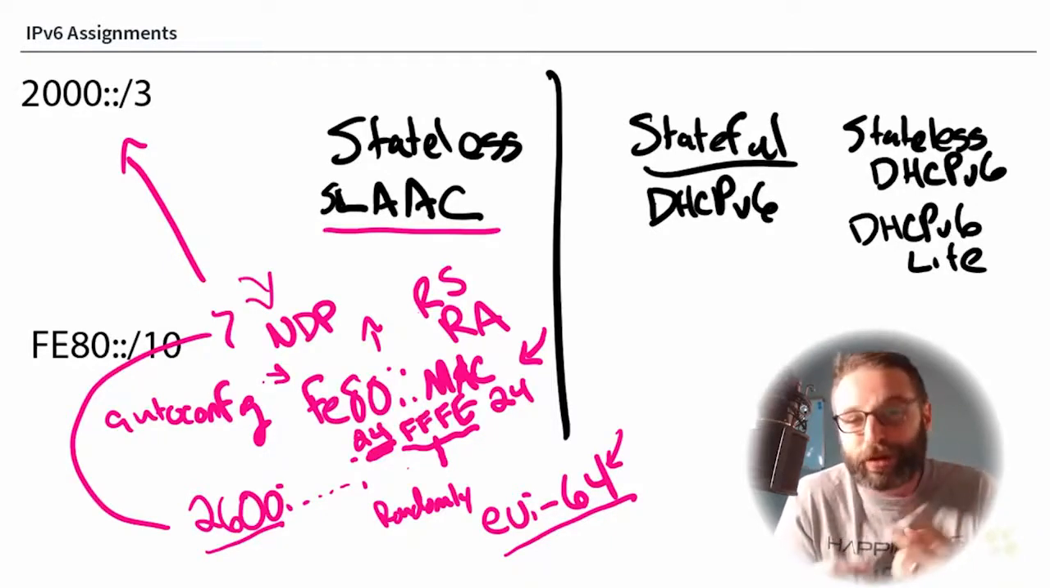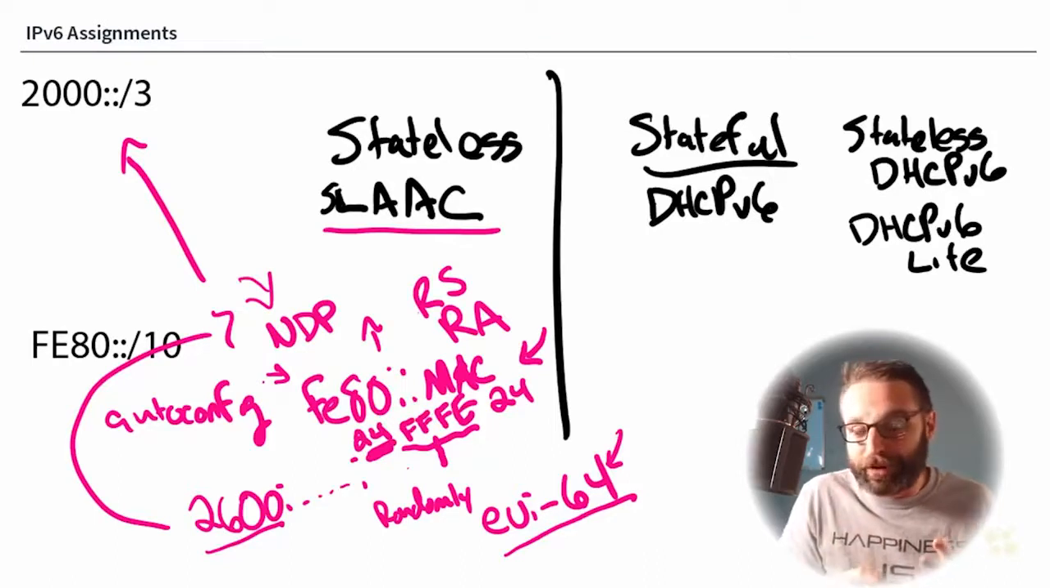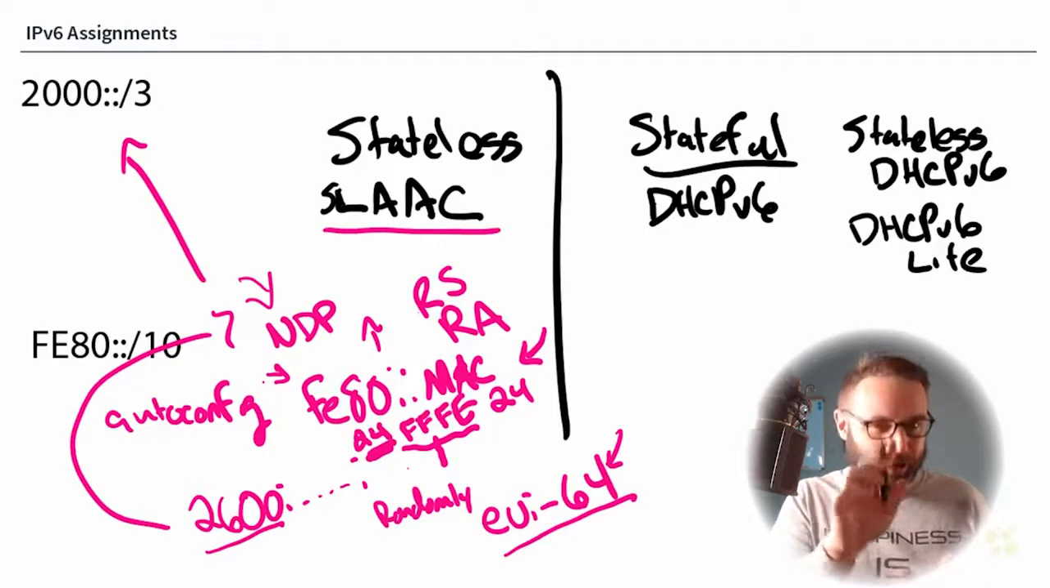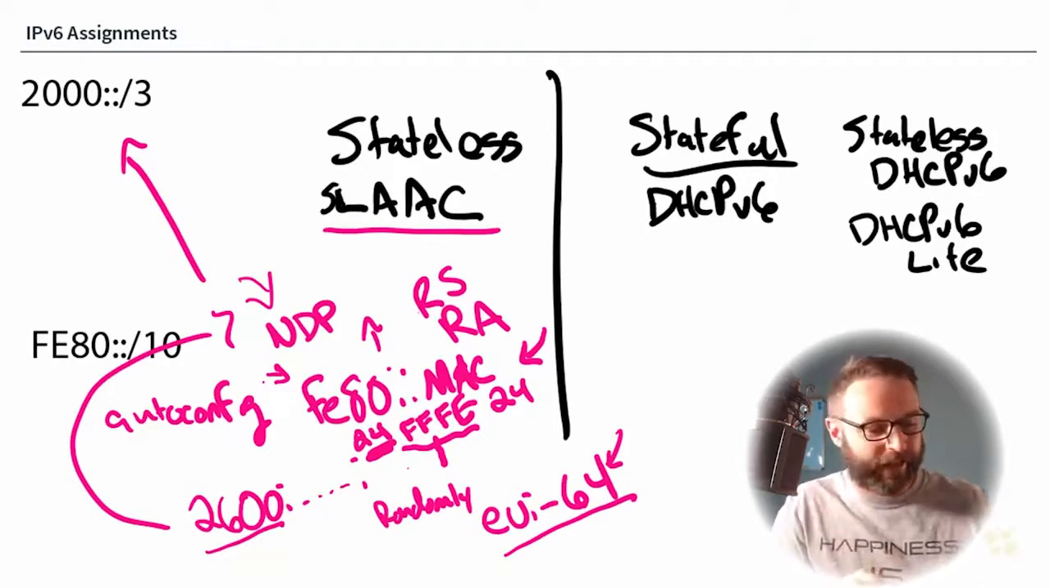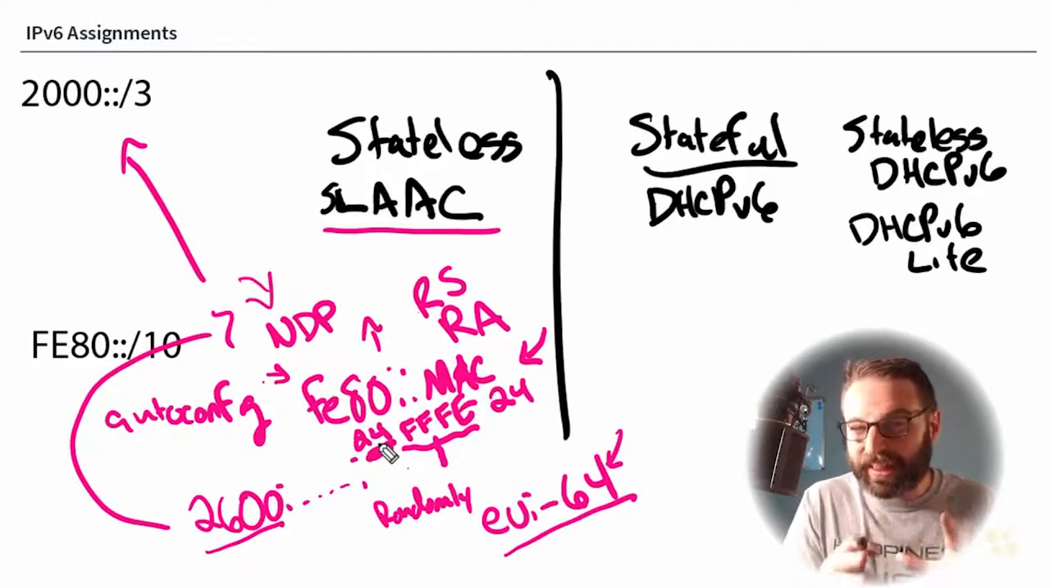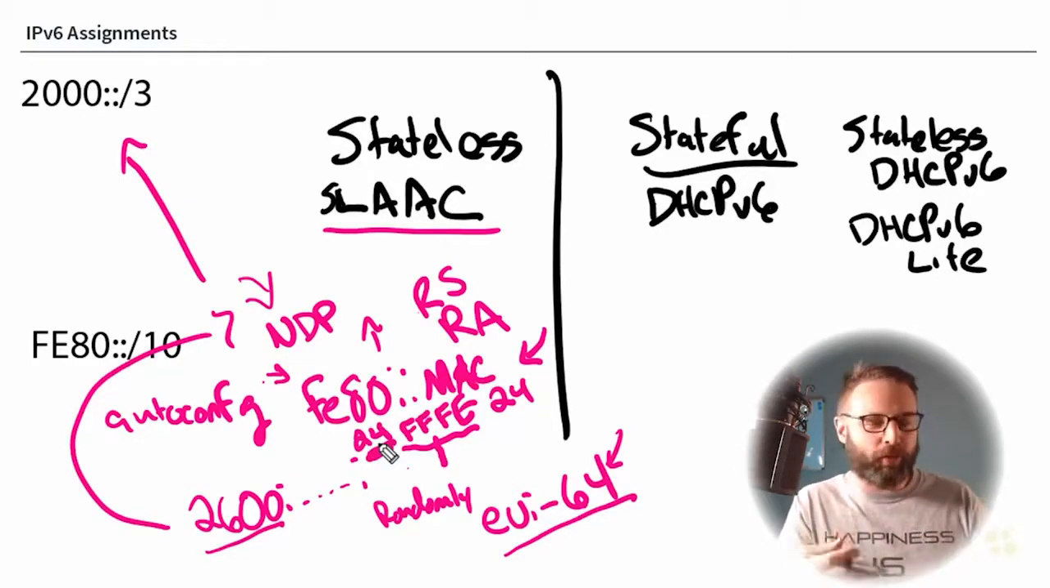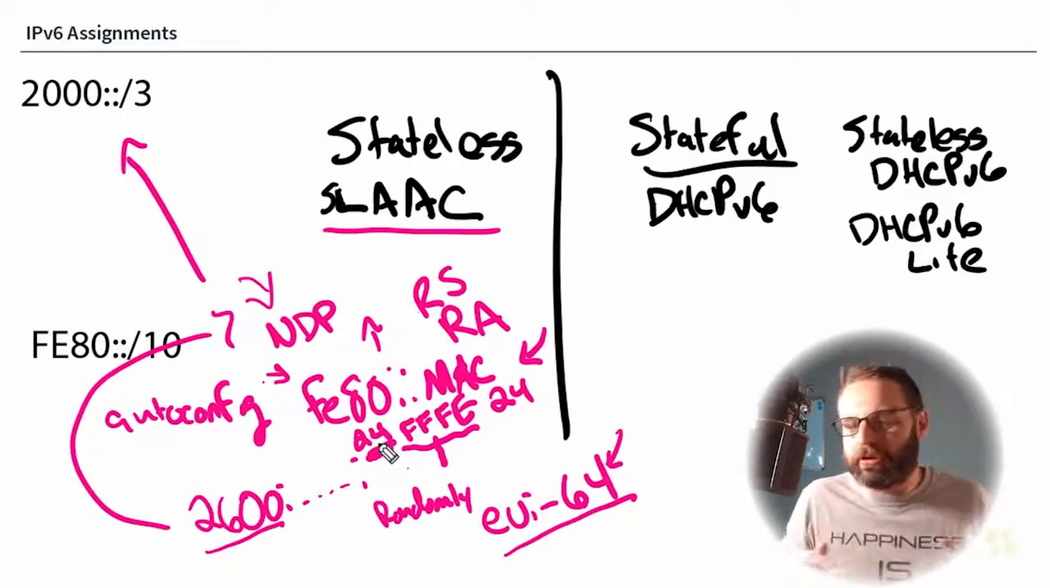It's only 2 commands on a Cisco device to make that come to life, and it's very handy. But there are some limitations when it comes to that. The limitations of SLAAC might not be obvious at first, but when you hear this, you're going to go, oh yeah, that kind of makes sense.